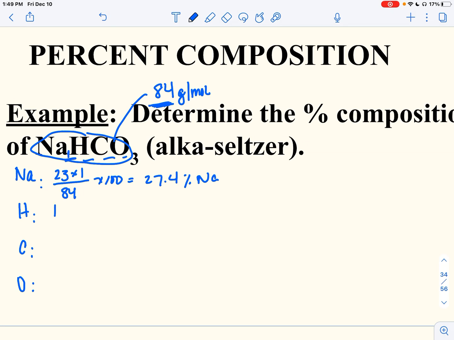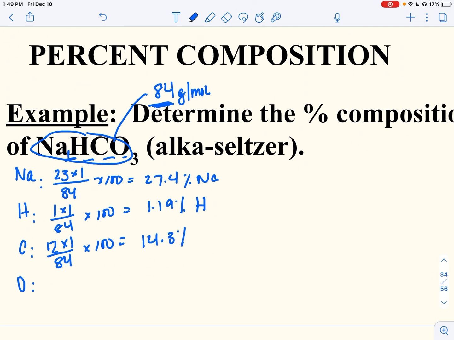And then we do the same thing for H. C. And then for oxygen, you do the same thing, but make sure you multiply by the subscript. So this one comes out to 57.1% oxygen.